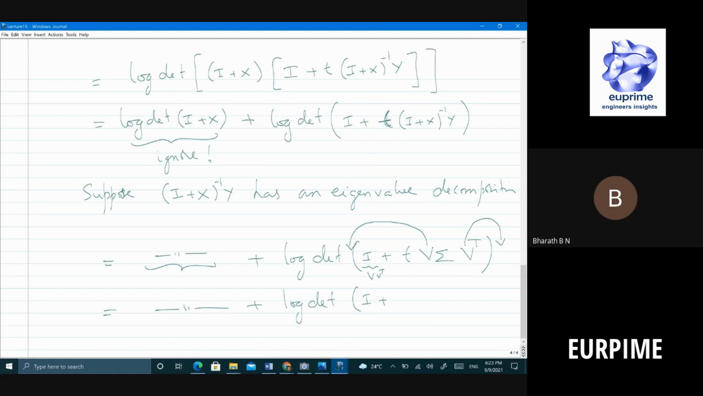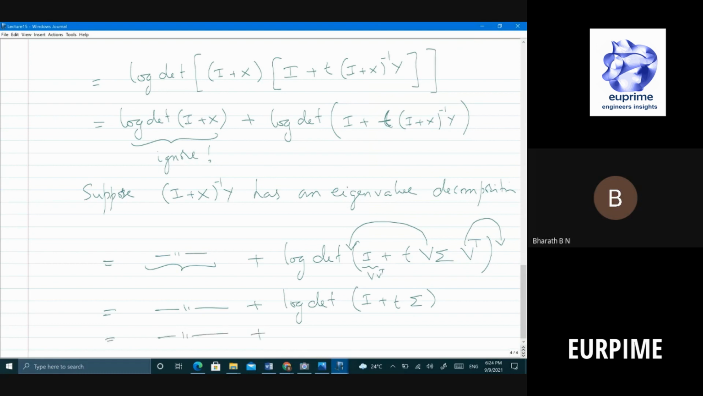So what do I get? Log of, why is this true? Because of the determinant of V times something diagonal times V transpose. The determinant of AB is the determinant of BA. So V transpose will go to the other side and it cancels, right? We saw that as an exercise when we studied linear algebra. So VV transpose will be identity. What we get is the determinant of identity plus t times sigma. Now what is the next step?